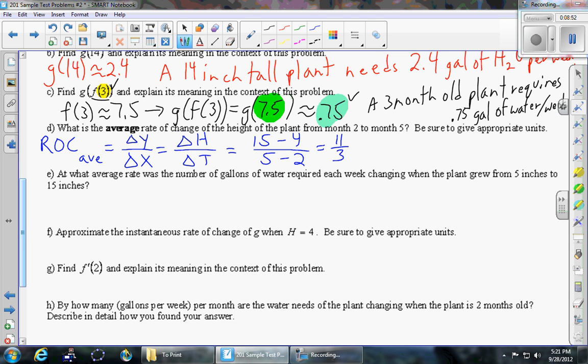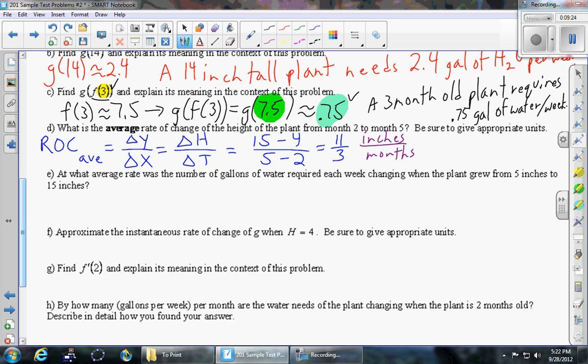And we said to write the appropriate units. So all we need to do is write down the units for h over the units for t. So the units for h are inches, and the units for t are months. So this plant grew 11 inches in 3 months. Said another way, on average, it grew 11/3 of an inch per month. That's assuming it grew at the same linear rate the whole time.